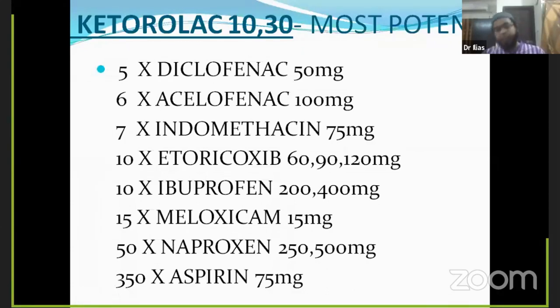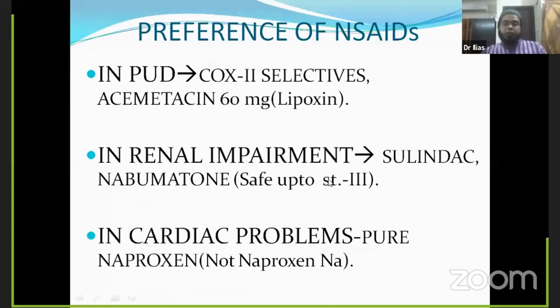But another very important issue is that the more the potency of the NSAID, the more the harm to the patient. Mind it. And if you think of cardiac safety, better to avoid the more or most potent NSAIDs. We may think of naproxen, and pure naproxen is the safest NSAID for cardiovascular safety. So if you can have the idea about this slide, you can think of the right treatment for the severity of the pain. Okay. Now I am going to discuss the preference of the NSAID.